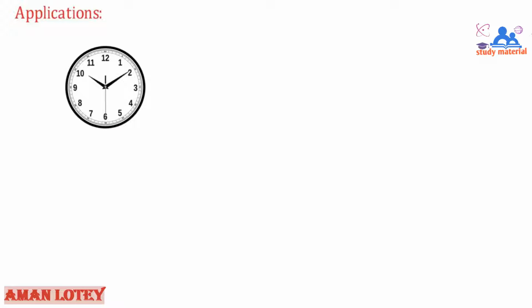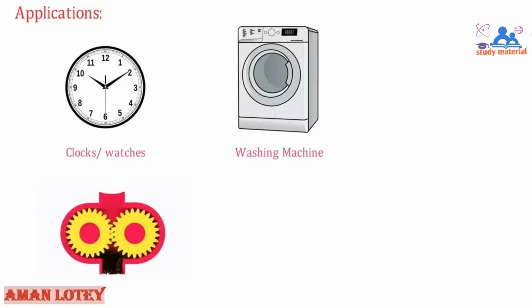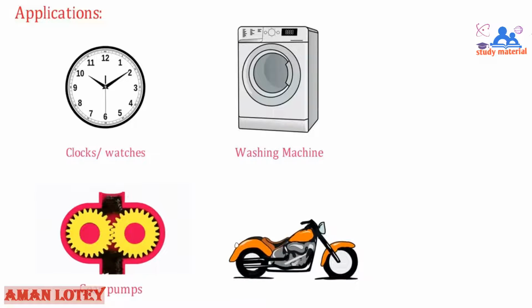Applications of spur gear. Spur gears are used in clocks and watches. In household applications like washing machine, spur gears are used to increase or decrease the torque. Spur gears are used in gear pumps to pressurize the fluids. And as we have discussed, it can be used in motorcycle gearboxes.